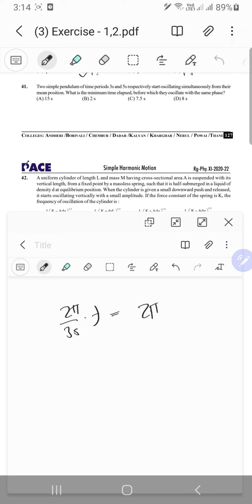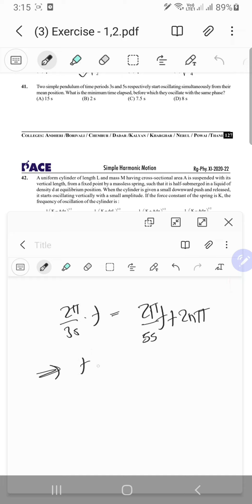Mean position. Before they oscillate with the same phase. Okay, so it's got to be like 2n pi or something like that. So it's going to be upon 5 seconds plus 2n pi. So their phase is the same. That means this must be happening, right? So 2n pi, t over there. So at time t equals 0 and, oh yeah, this must be the thing.